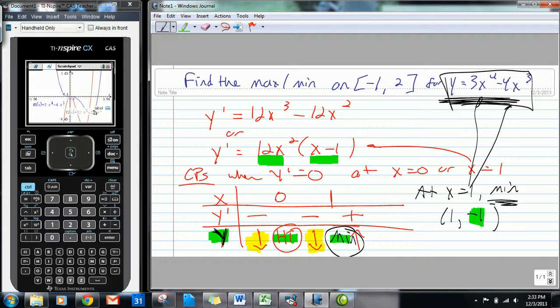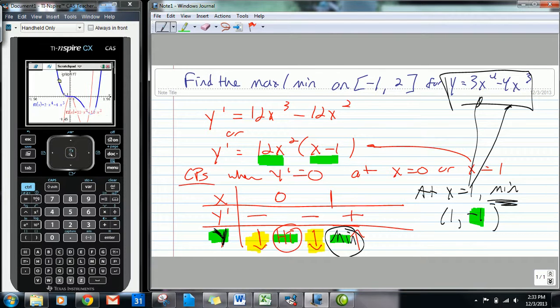Where do I find the maximum value of the blue function, which is what I'm analyzing, on the interval -1 to 2? Well, it's not here. It's not at 0, though we have a horizontal tangent. It's not a min or max. It's not at that critical point of 1. That's a minimum we've already established. So where is it going to have to happen? Yes, it's got to happen at one of the endpoints.